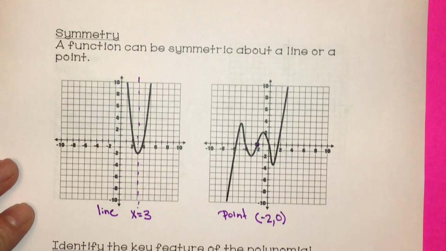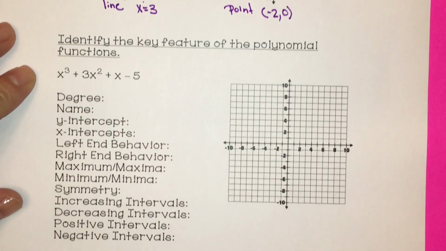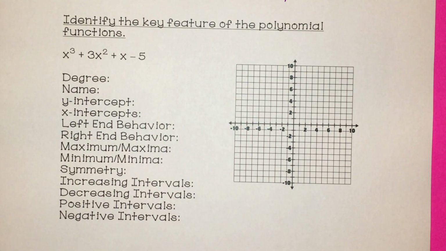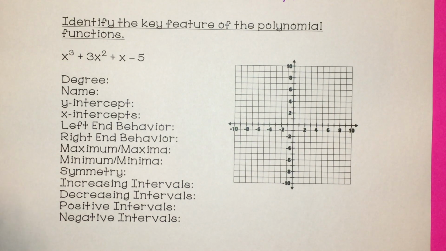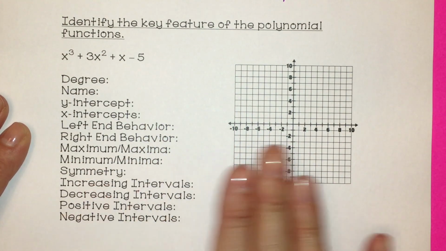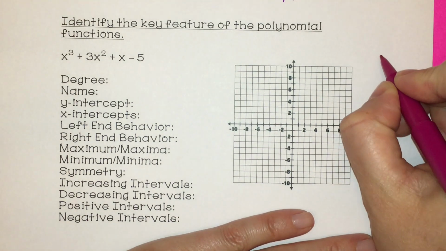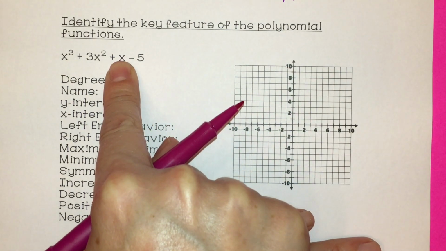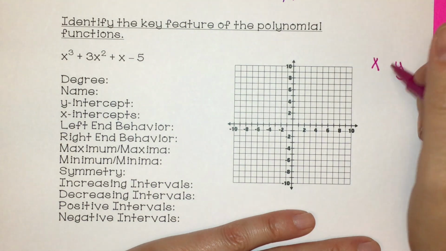All right, so we're going to use those ideas, and we're going to identify the key features of this polynomial function. We're going to do one together, and then I'll let you do one on your own. First thing, we have x cubed plus 3x squared plus x minus 5. So very first, before we identify any of this, we're going to graph it. That's going to help us to identify what's going on. All right, so I'm just going to use this function. I'm going to plug x values in, and we'll get y values out.